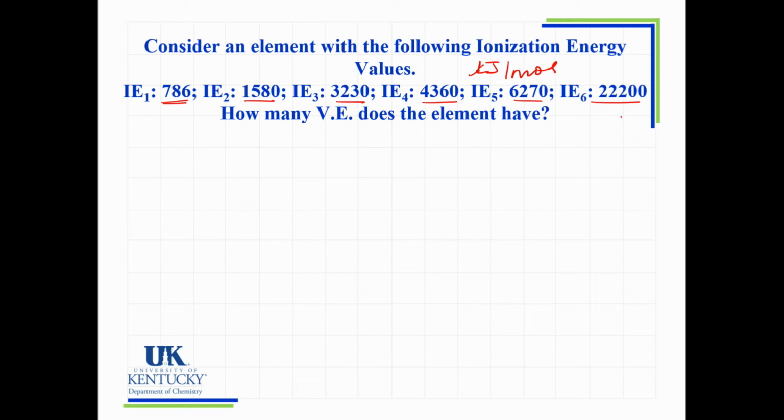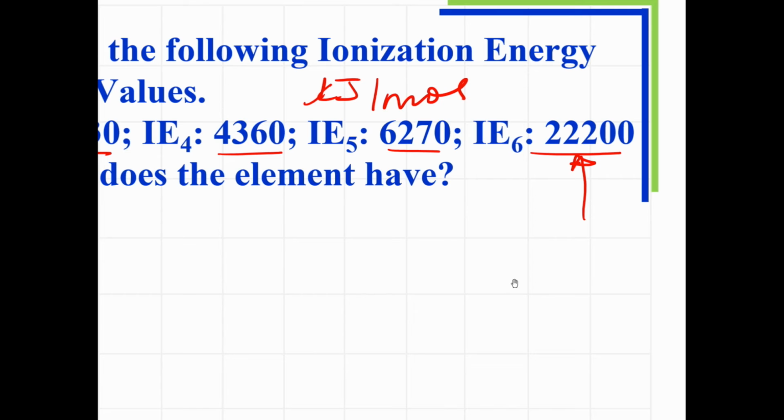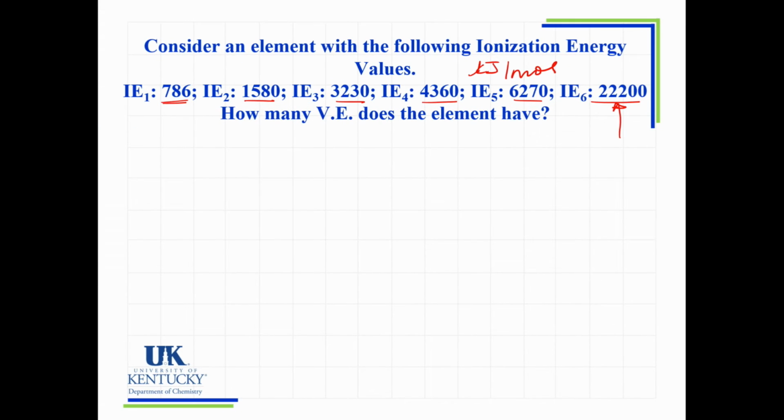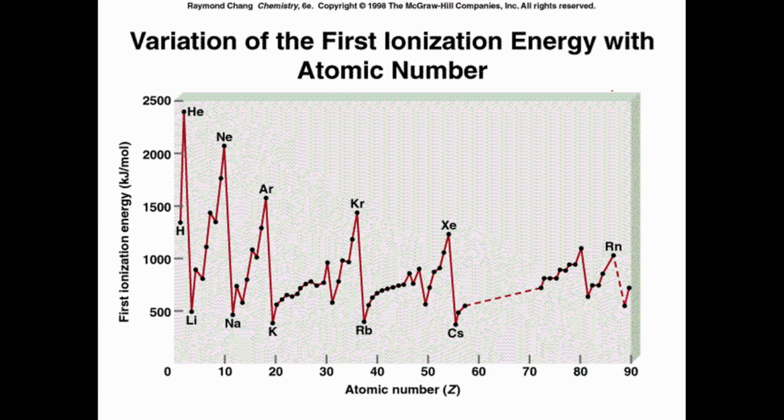Well, if you said 5, you'd be correct. Why did I say 5? Because when I tried to remove the 6th, I have a really big jump occurring there. When I'm removing that 6th one, I'm now reaching in and taking the electron out of an inner shell. So this is an outer shell, this is an outer shell, this is an outer shell, this is an outer shell, this is an outer shell, but this is an inner shell, so it has 5 valence electrons.